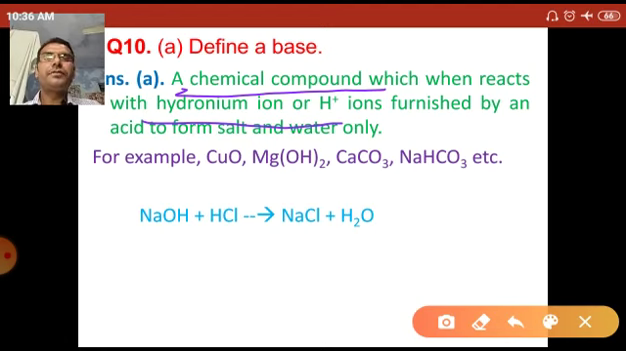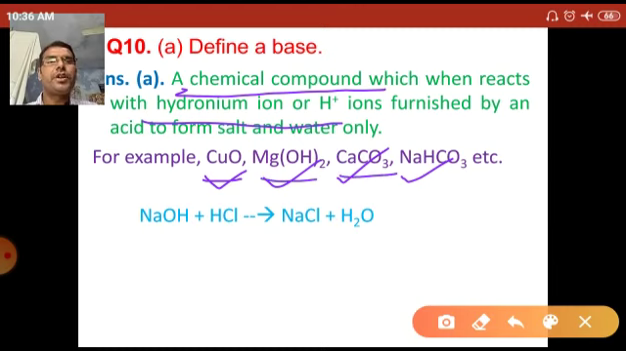As for example, cupric oxide, magnesium hydroxide, calcium carbonate, sodium bicarbonate. So generally metal oxides, metal hydroxides, metal carbonates, and metal bicarbonates behave as a base.